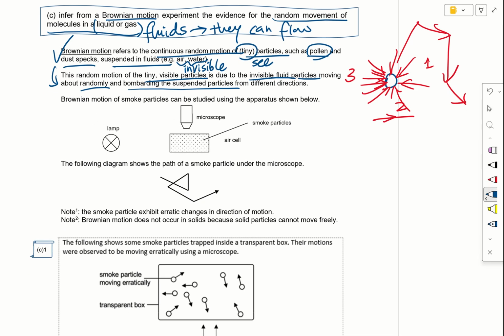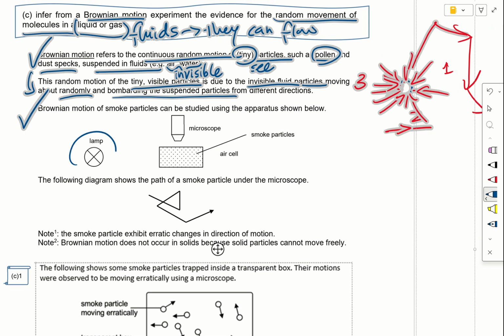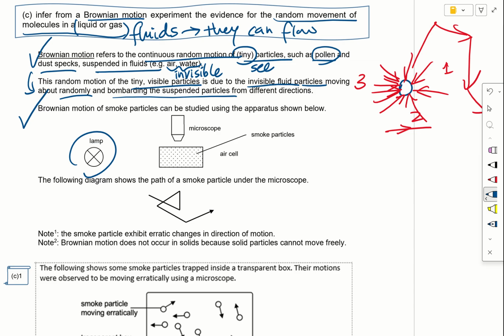So how can we study Brownian motion? Sometimes O level will ask us to draw the setup. It doesn't have to be too elaborate. Firstly, we need a lamp so that we can shine the light on the particles inside the fluid. In this case, we use an air cell. Inside there is air, and all these little dots are the smoke particles. Because the smoke particles may be really small and not easily seen, we use a microscope. With the light shining on the smoke particles, they will reflect the light, and we can see these light sources darting about in random directions and random speed.